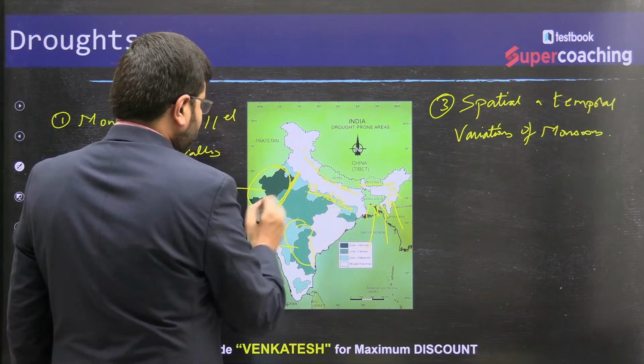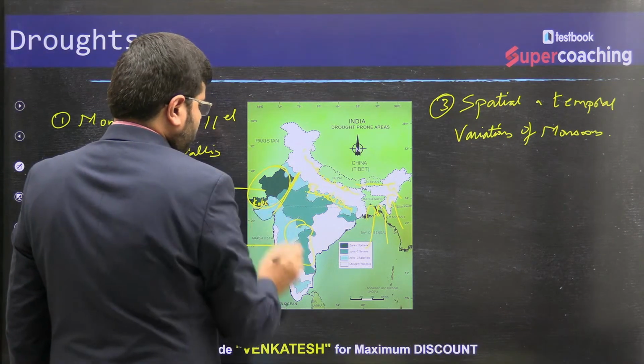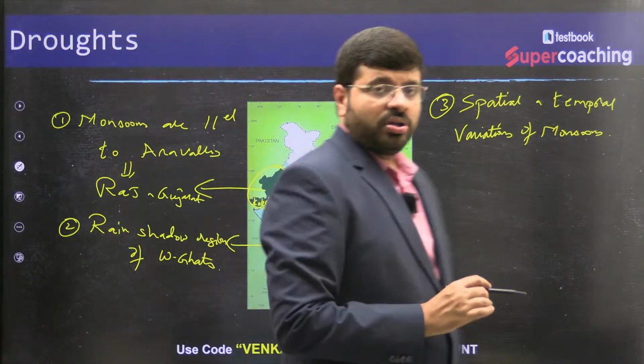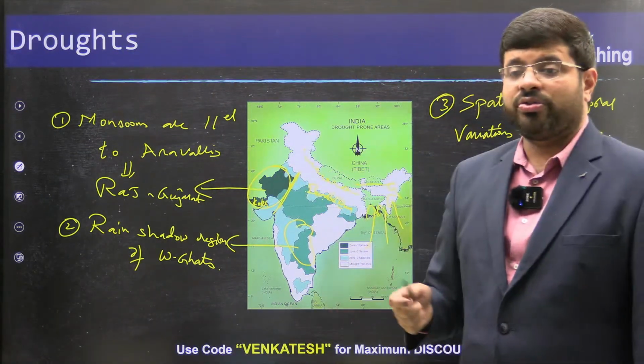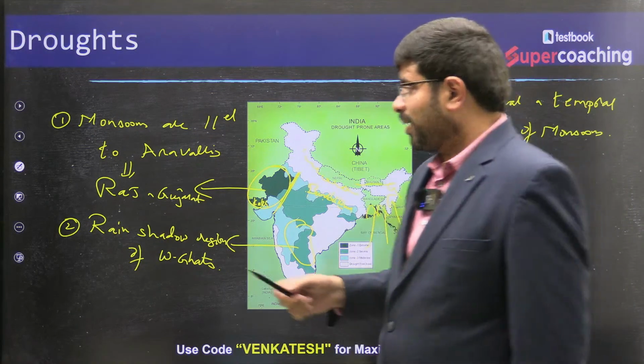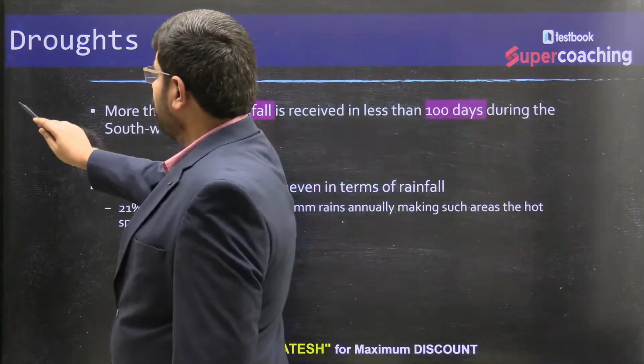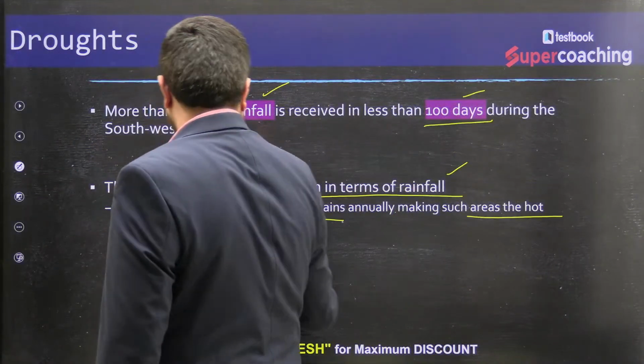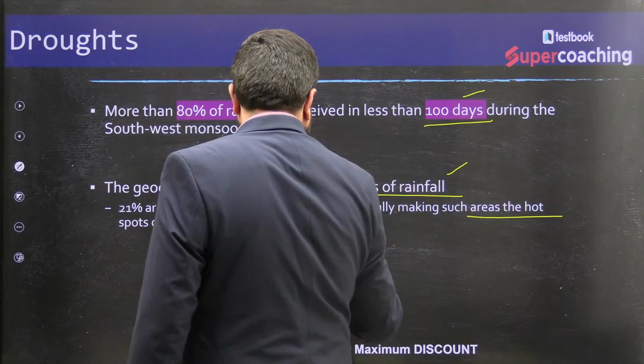Okay, this is the Gulf of Kutch. This is the rain shadow region, always receiving a lesser amount of water, right? So then there are some more other factors as well. Okay, so the other problems, other causes.